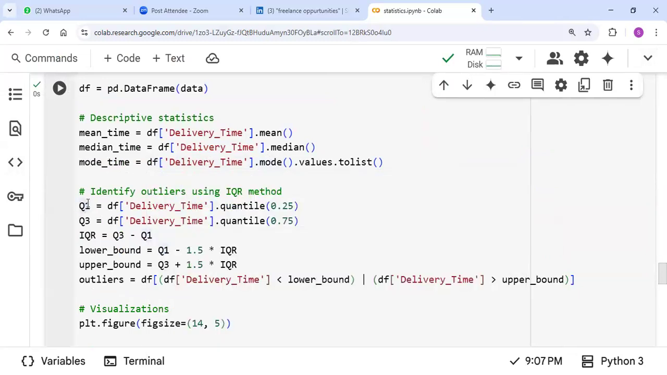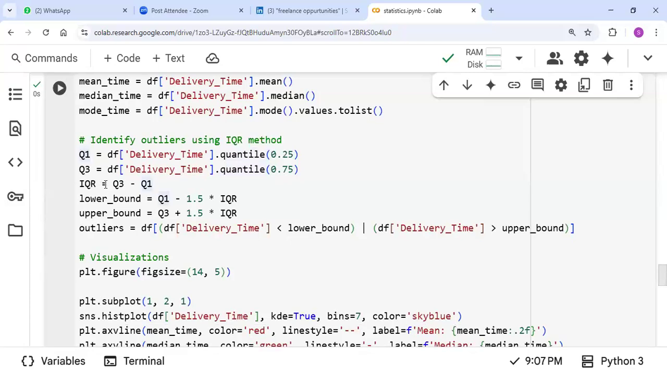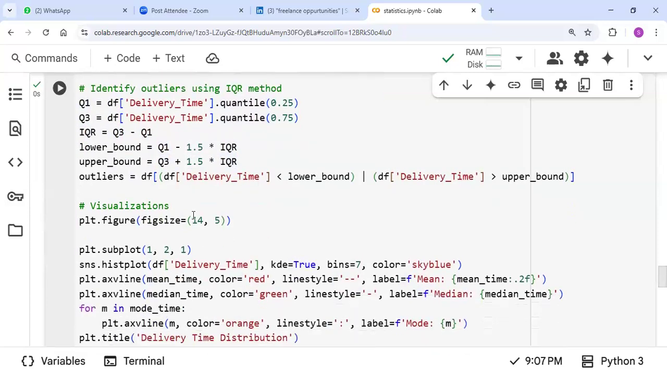And Q1: in order to identify Q1, we have a built-in function, quantile. Quantile of 0.25 represents the 25th percentile of your data. Q3 is quantile of 0.75, which represents the 75th percentile of your data. IQR is nothing but Q3 minus Q1. So you're just finding the upper bound and lower bound. You extract the data which is lesser than the lower bound or greater than the upper bound, and those are considered outliers.